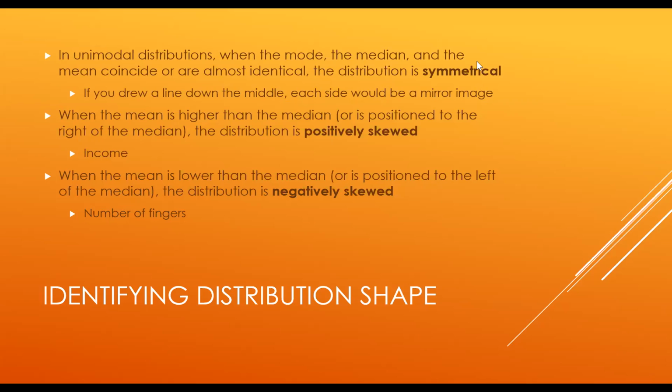When the mean is higher than the median, positioned to the right of the median, the distribution is positively skewed. For instance, income, right? And then similarly, when the mean is lower than the median, like, I don't know, the number of fingers, that's a weird example in your text as well. It would then mean that the mean is positioned to the left of the median.